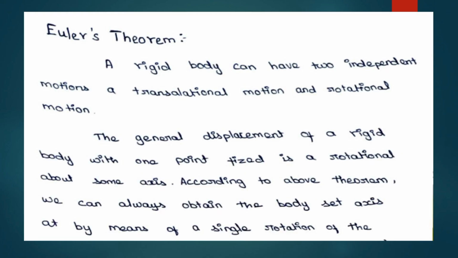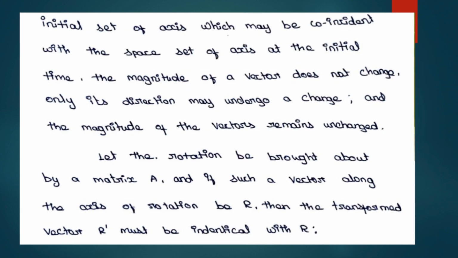Euler's theorem: a rigid body can have two independent motions of translational motion and rotational motion. The general displacement of a rigid body with one point fixed is a rotation about some axis. According to the above theorem, we can always obtain the body set of axes by means of a single rotation of the initial set of axes, which may be coincident with the space set of axes at the initial time.